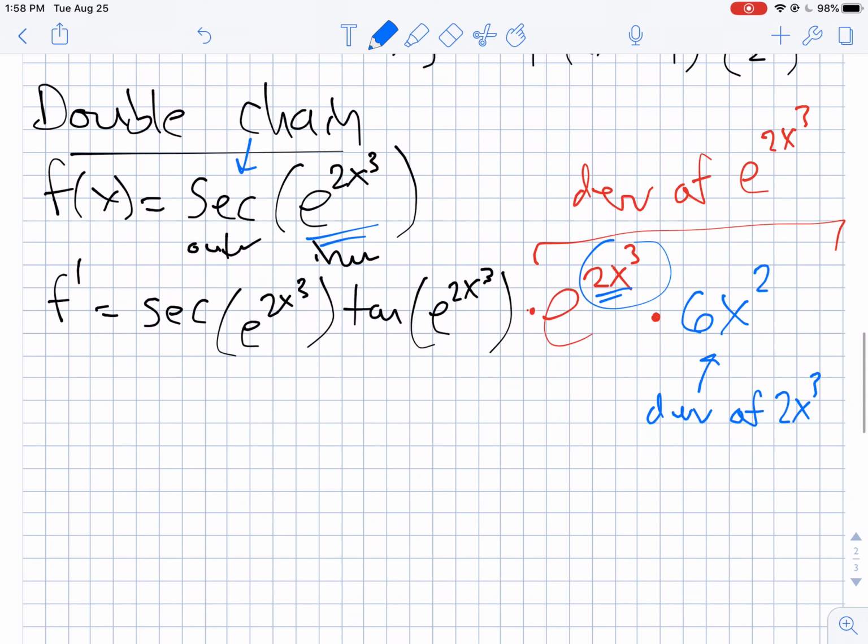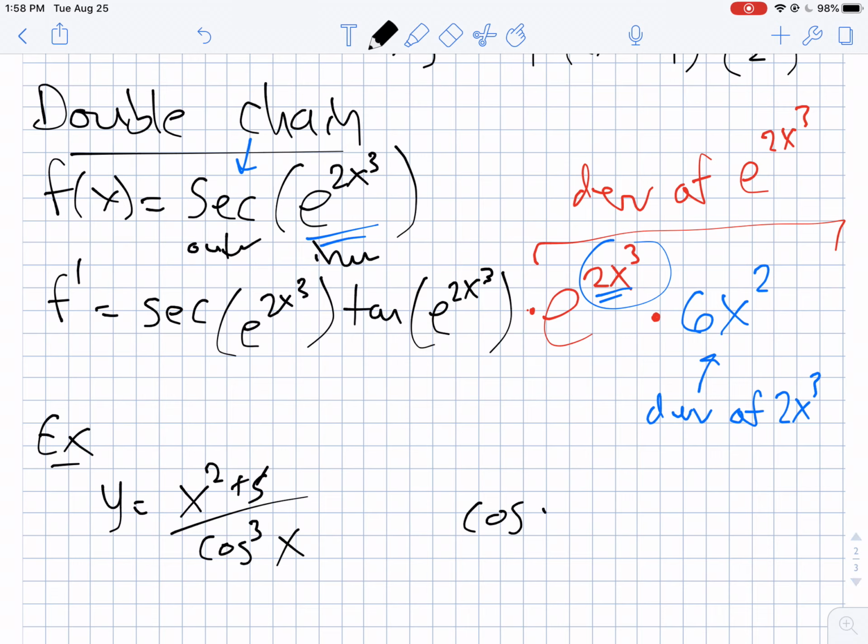One more thing, of course, you might be combining the chain rule with a product rule or the quotient rule. So for example, say we have x squared plus 5 divided by cosine cubed of x. One thing I want to remind you about the notation, cosine cubed of x is equal to cosine of x raised to the third power.